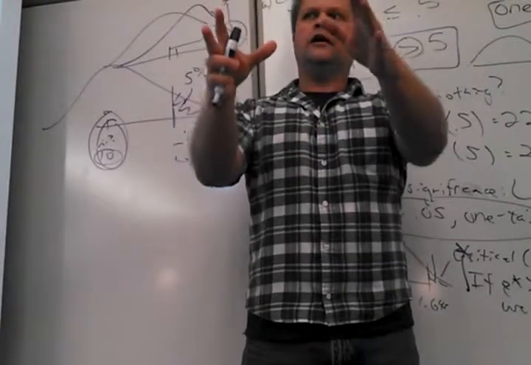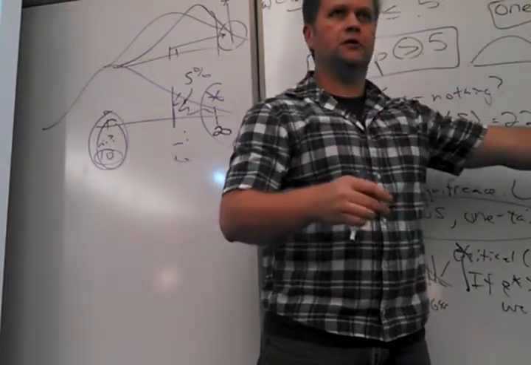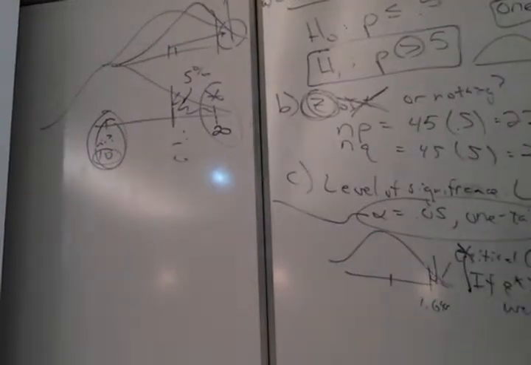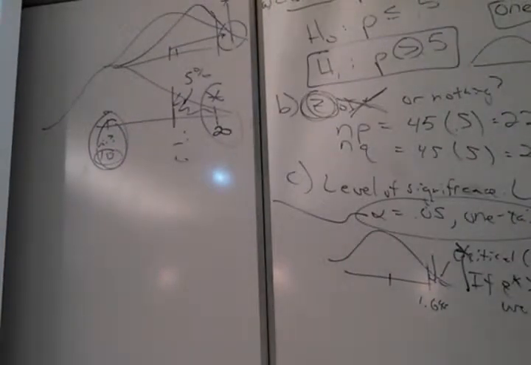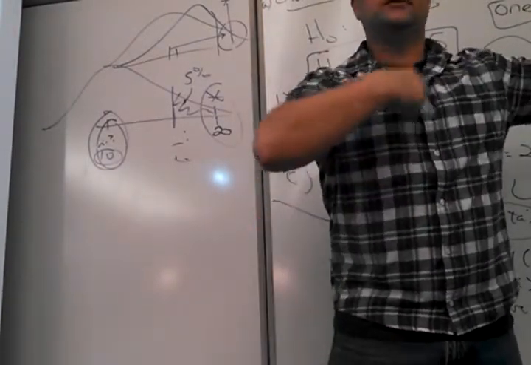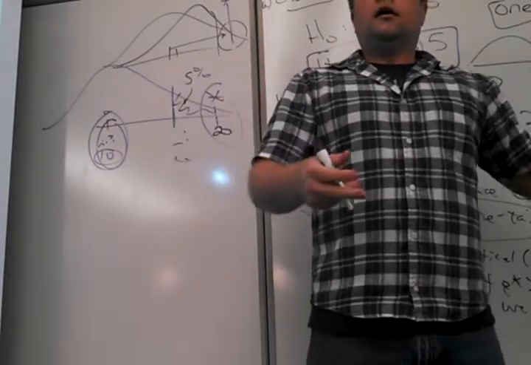So the alpha is the area of the tail that the critical z-score makes. Look how slow I'm talking. This must be a note. The alpha is the area in the tail that the critical z-score makes. The p-value is the area in the tail that our z-score makes. That's it. Can you say that one more time? Yeah, please. Sure, yeah.